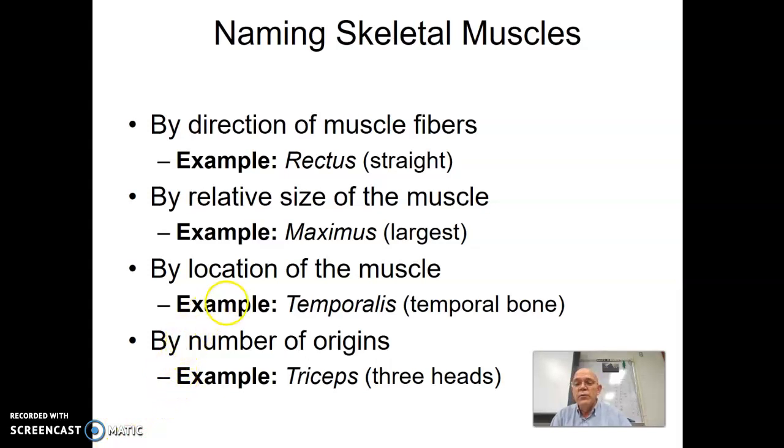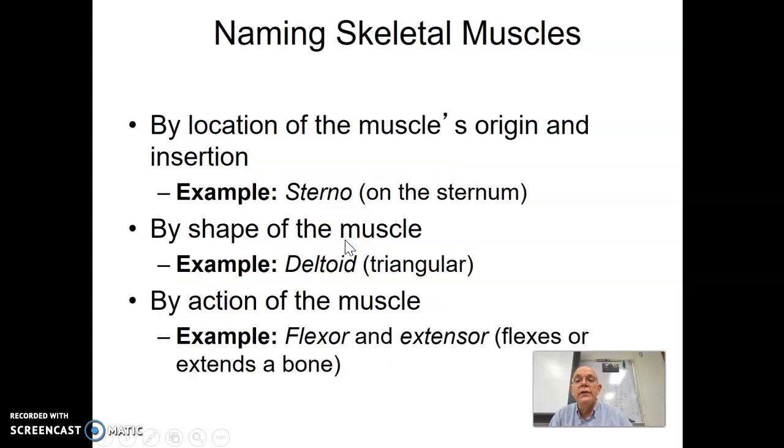So let me see if there's anything else first of all before I do that. I can't remember on the other side. Oh, here we go. Okay. We may name it by the location of where its origin or its insertion is. Sterno, for example, has to do with the sternum. Carpi has to do with the carpals and so forth like that. So femoris has to do with the femur.